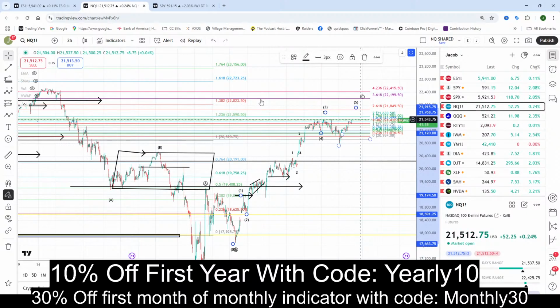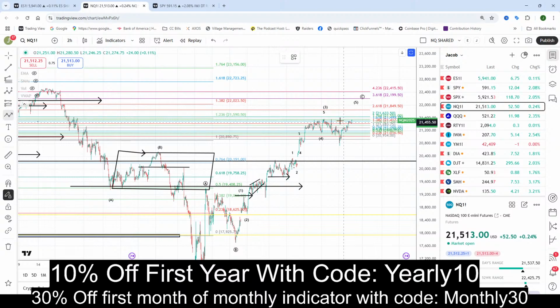Okay. So bull path in the short term on the NASDAQ. We're looking for this move up into the 21,800, 21,633 area. And then we'll see what happens if they're going to turn down from there. I still am looking for a bigger pullback before they go to all-time highs, if they're going to all-time highs.